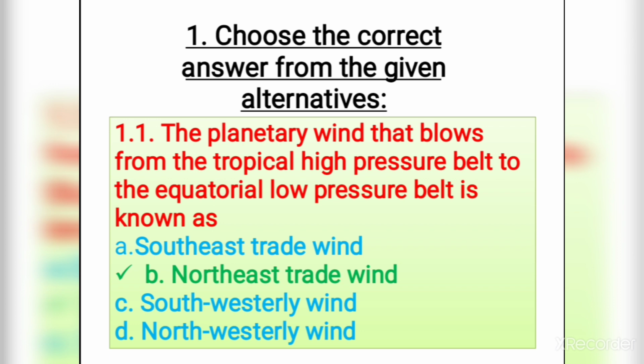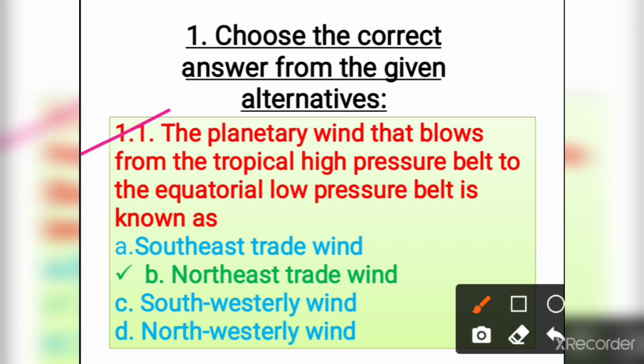So in question number 1, choose the correct answer from the given alternatives. Okay, that means MCQ is here. The first question is the planetary wind that blows from the tropical high pressure belt to the equatorial low pressure belt is known as. So, what is the name of the planetary wind that blows in between tropical high pressure belt and equatorial low pressure belt? So, the options are southeast trade wind, northeast trade wind, southwesterly wind, northwesterly wind. So, the correct answer is option B, northeast trade wind.